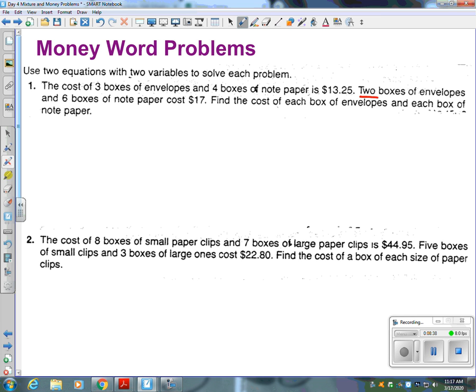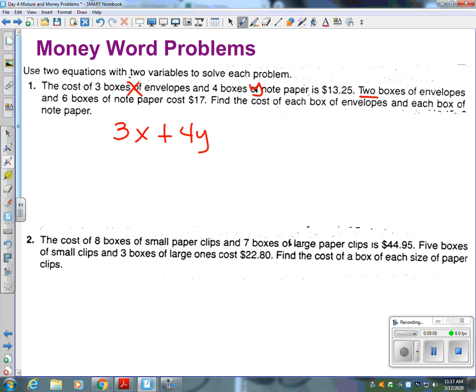Okay, so we're finding the cost. So our answer is going to be in money. And whenever we're talking about the cost in money, remember, round to 2 decimal places for cents. So the cost is the cost of 3 boxes, and we know there's 3 boxes of envelopes, but we don't know how much they're going to cost. So that's going to give you your 3X plus 4Y of your notebook paper.